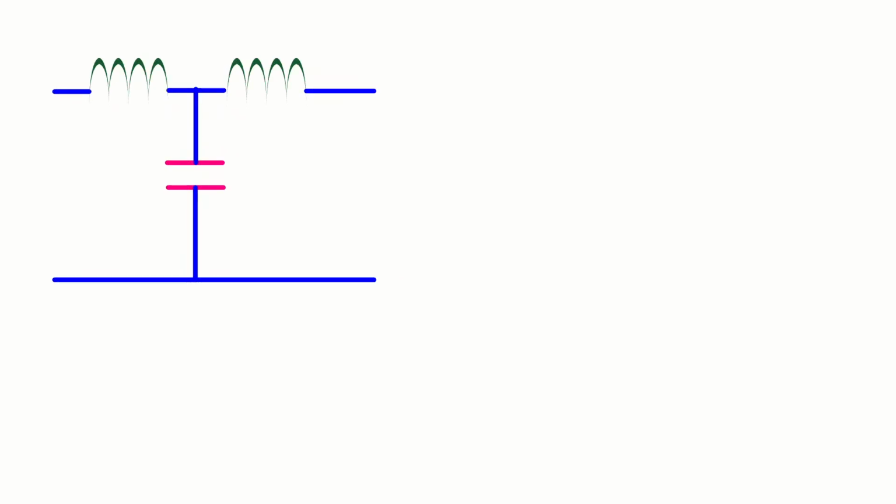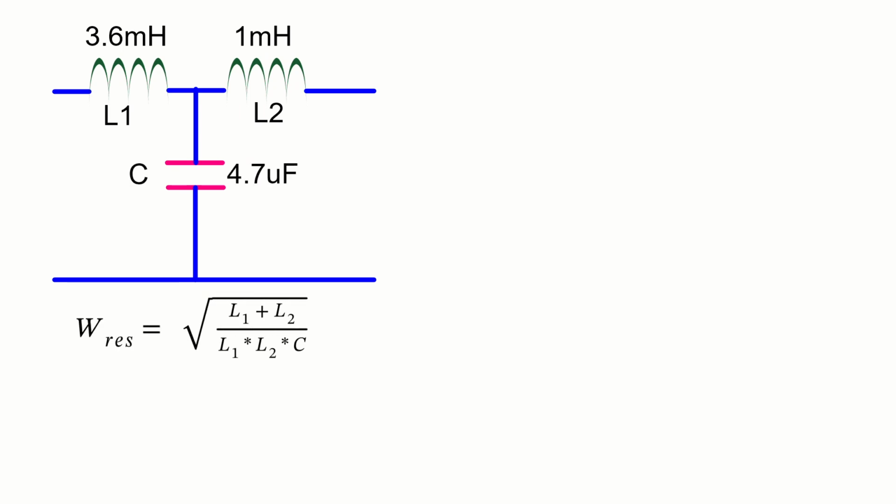Now I'll provide you with the LCL filter values used in the simulation. I won't go over the design of the LCL filter here because I've already covered that in one of my previous videos. The inverter side inductance value is 3.6 mH, the grid side inductance is 1 mH, and the capacitance is 4.7 microfarads. We can calculate the resonant frequency of the filter from these values using the equation, the square root of (L1 plus L2) divided by L1 L2 C. After substituting the values, we find the resonant frequency to be 2624.37 Hz. I'll use this value during the simulation.